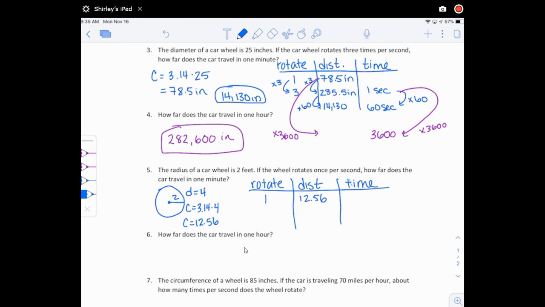And again, circumference is in one rotation. How far do you travel? It's rotating once per second, so I can also put that 1 down here. Keep in mind, I couldn't do that above because it rotated 3 times per second. So 1 second, I had to scale up by 3. This is just 1 time per second. How far does it travel in a minute? Again, keep in mind what our unit is. So that's seconds. So I have 60 seconds. My scale factor is to multiply by 60. So if I multiply this by 60, 12.56 times 60, we get 753.6.